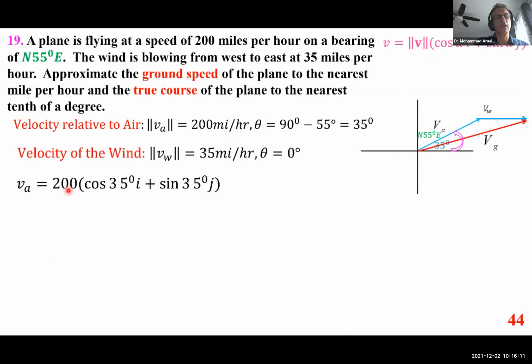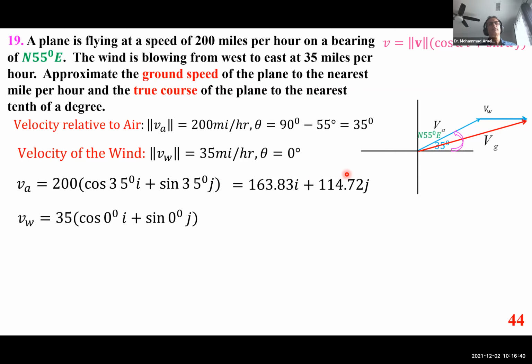So let's write them down. So this is V of A. Now, this is not a common arc. You use a calculator and you plug in and you get those numbers: 163.83 i plus 114.72 j. The second one, we do the same thing. We put 35 here and we replace the alpha with 0. So we are using this formula as we used it here. Cosine 0 is 1. It's a common arc. And sine 0 goes away, it's 0.